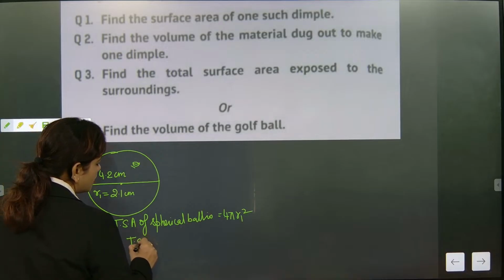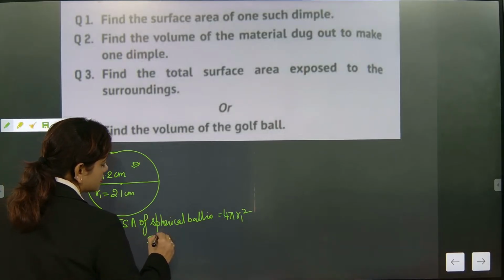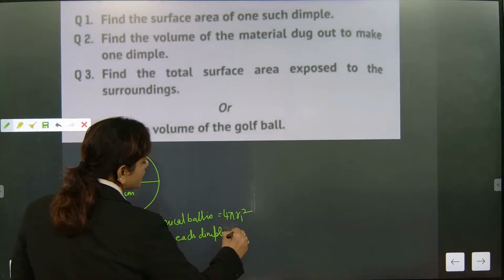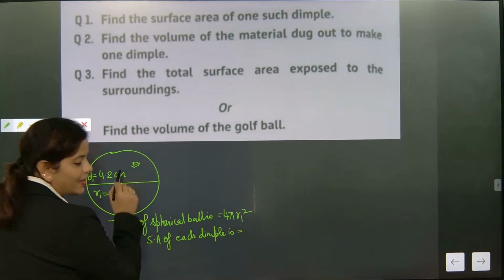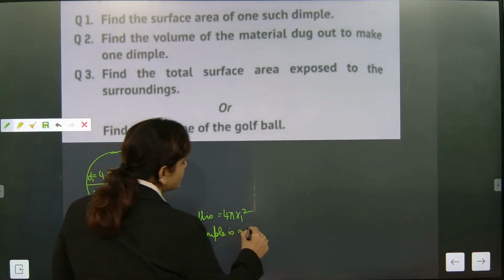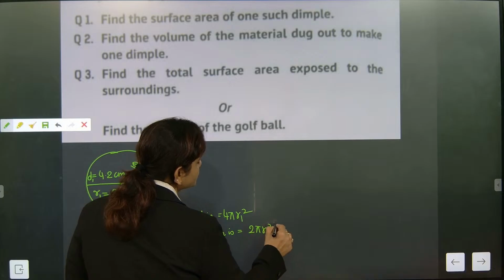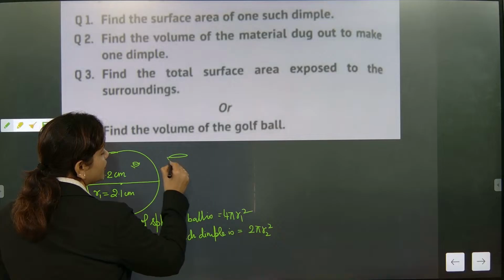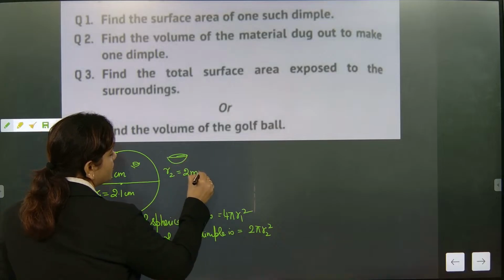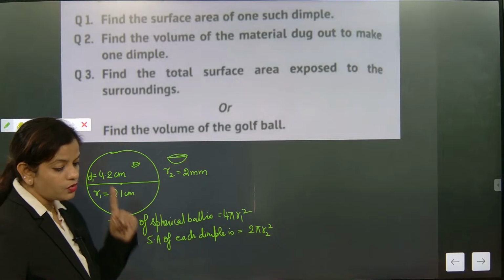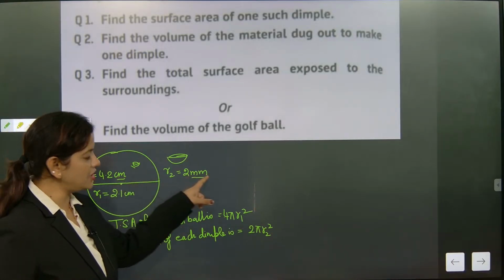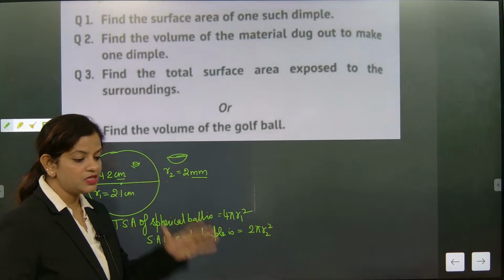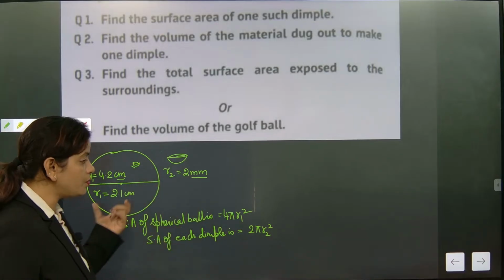So the surface area of each dimple is, because it is a hemisphere and the surface is open, 2 pi r2 square. And with r1 being this, r2 is the radius of the hemispherical hump, which is given as 2 mm. Got it? Now beta, one thing don't forget: one is in centimeter, one is in millimeter. So you have to convert to the same unit, because a little mistake means the entire answer will go wrong. So you need to be very, very careful.